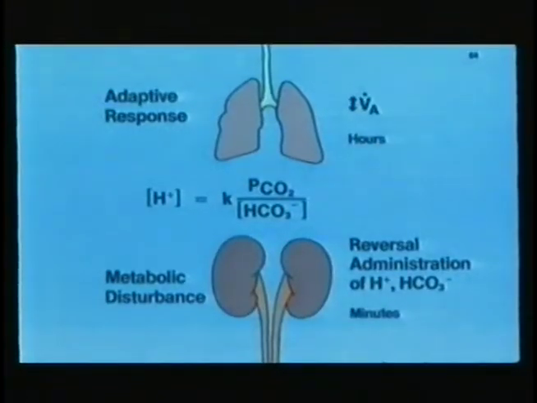64. Metabolic acid-base disturbances can be corrected rapidly either by reversal of the underlying abnormality or by the therapeutic administration of hydrogen ion or bicarbonate ion. However, the adaptive changes in ventilation may take hours to reverse.